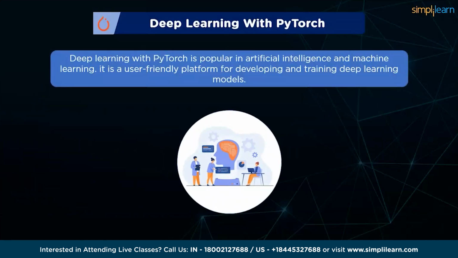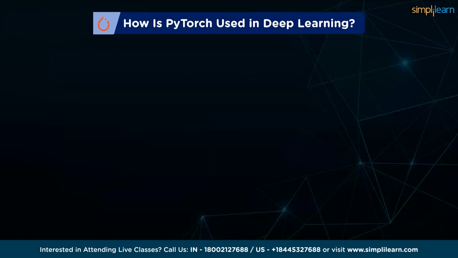Deep learning with PyTorch is popular in artificial intelligence and machine learning. It is a user-friendly platform for developing and training deep learning models. Deep neural networks can be implemented and trained using PyTorch to perform complex tasks such as speech and image recognition, natural language processing, and other machine learning tasks. So now, let us understand how PyTorch is used in deep learning.